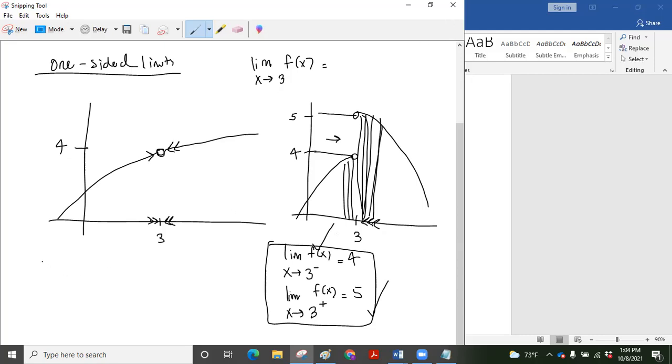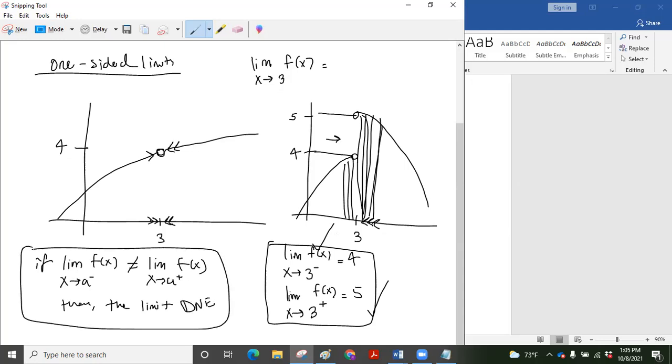But the takeaway is that if the limit as x approaches a from the left of f of x does not equal the limit as x approaches a from the right of f of x, then the limit does not exist, right? So if it's not the same from the right and not the same from the left, then we say that the limit does not exist. Not the one-sided limit, but the general limit, right? That's an important note.